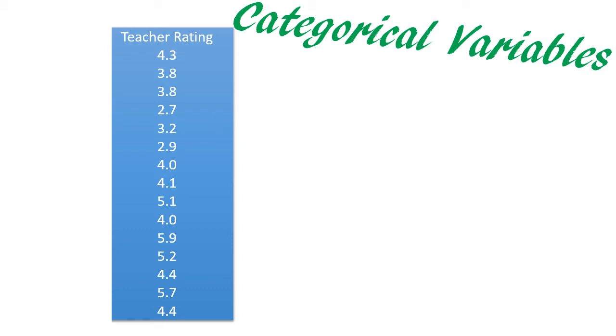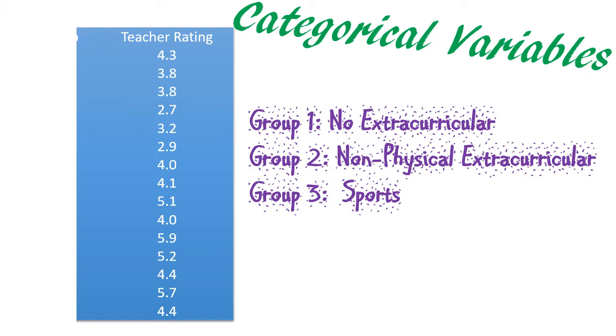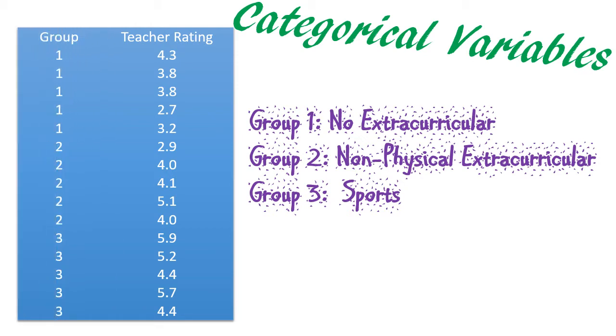So we're going to assign three groups to the students here. We're going to have students that have no extracurriculars, students that have extracurriculars that are non-physical, and students that play sports, things that are physical. And we're going to assign those students to those groups. For the time being, we're going to title them Group 1, Group 2, and Group 3. So Group 1, no extracurriculars, Group 2, non-physical, and Group 3, sports. And we've got 5 for each one of those.